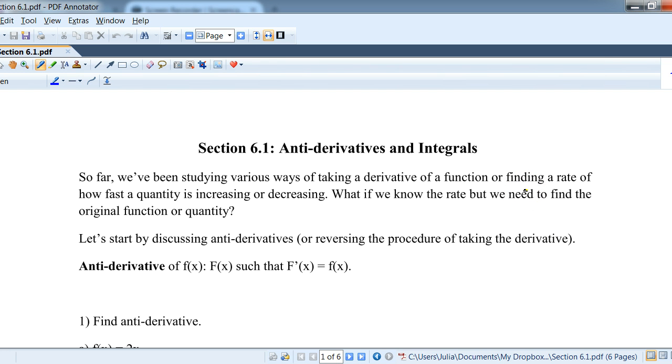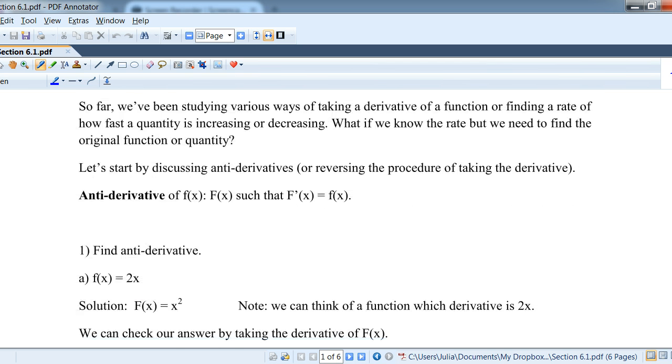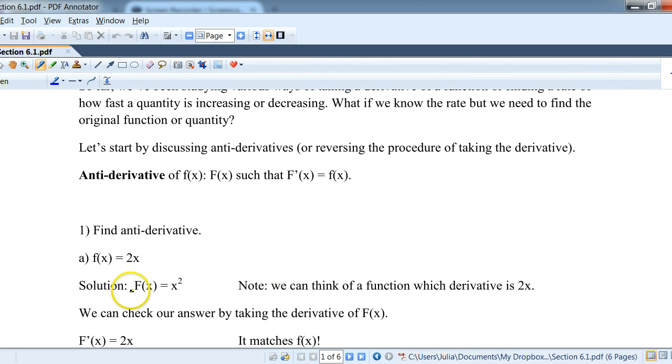So far we've just been taking derivatives, and let's say we're given a function, take the derivative, and you can figure out how something is decreasing or increasing and what is the rate of change. But what if we know the rate and we need to work backwards to find the original function or quantity or the amount, etc.? So the concept of antiderivative function again is fairly simple.